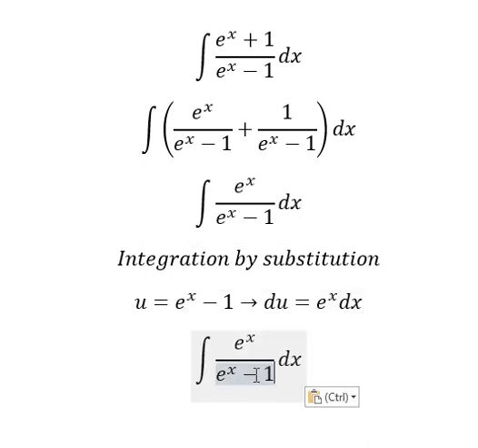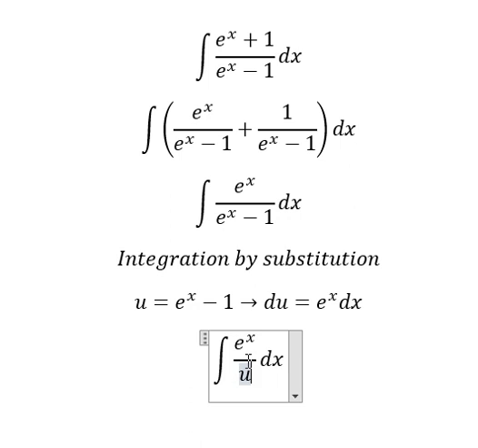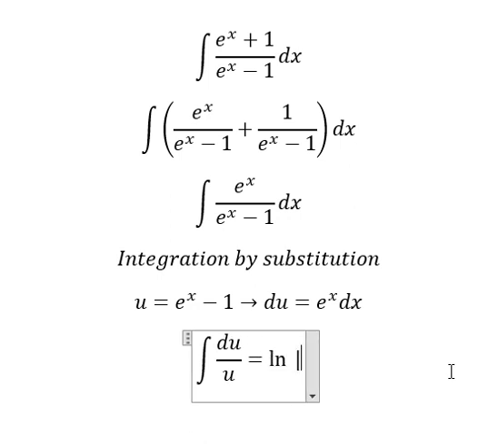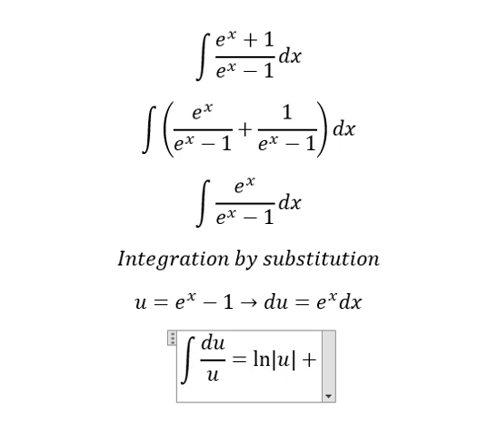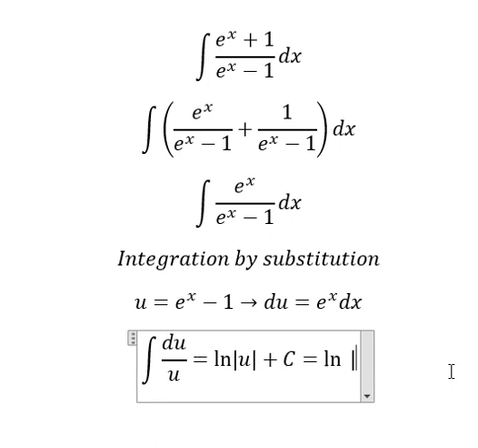This one we change for u. This one we change for the u. The integration of this one, we have ln of the absolute value of u, and I will put plus c. About u, that is about this one.